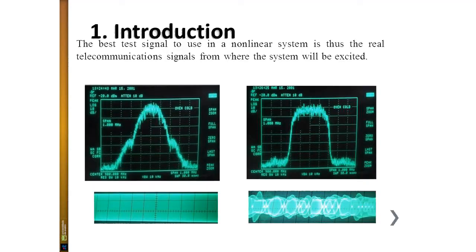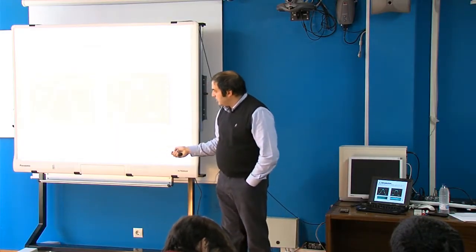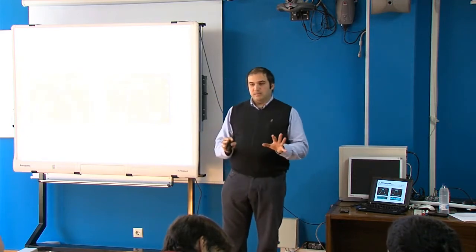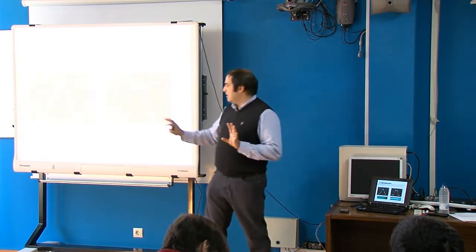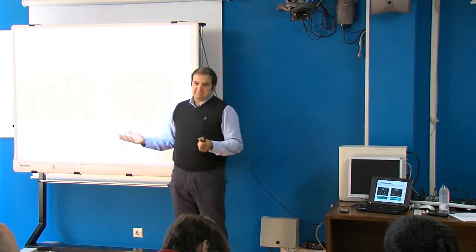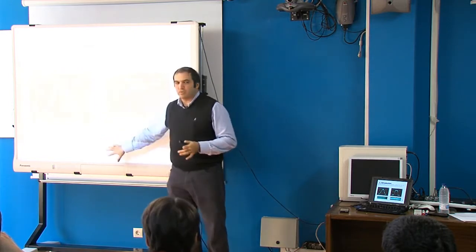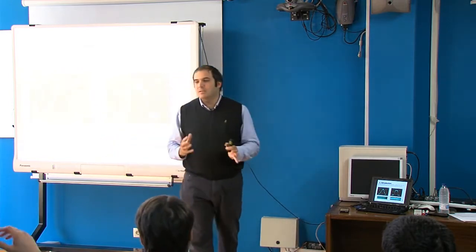this is a typical GSM signal, this is a typical 3G signal, and these are the time domains of those signals. And then I start to have a problem: are spectra enough to represent the time domain? Probably not. Can I use the spectra to represent the time domain? I don't know. What is the best signal to use?